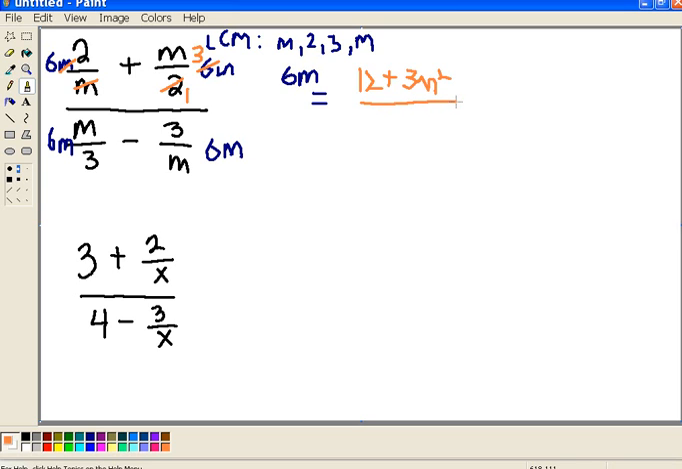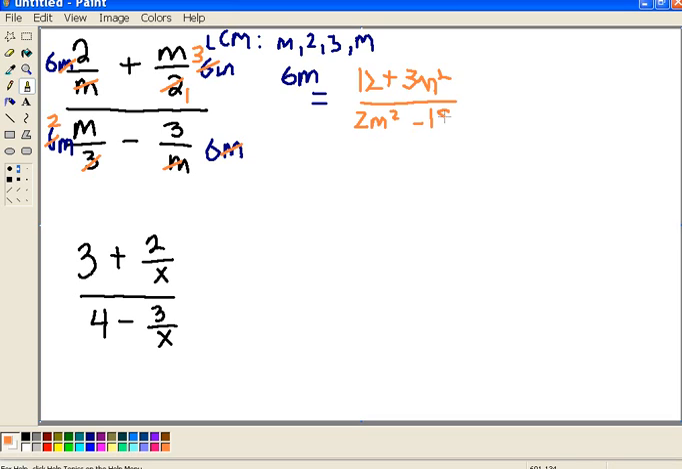All right, my 3 and my 6 cancel and leave me a 2. I've got a 2, an m, and an m, so this is 2m squared. And over here, my m's would cancel. I'm left with minus 3 times 6, negative 18.